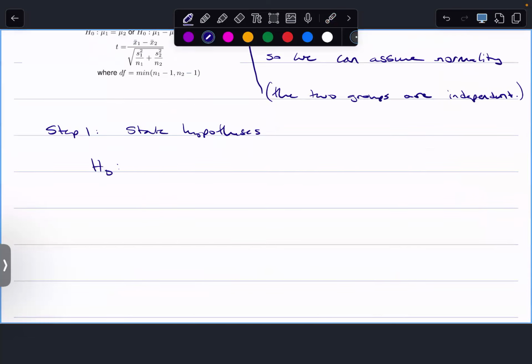H naught. Now, when we're talking about 2 groups, just like we did for proportions, I want to see question-specific subscripts, especially in your hypotheses, right? Mu1, mu2 doesn't mean anything to me. And so I want to see mu p and mu m, right? Platypuses and manatees. So mu p is equal to mu m. Must use question-specific subscripts.